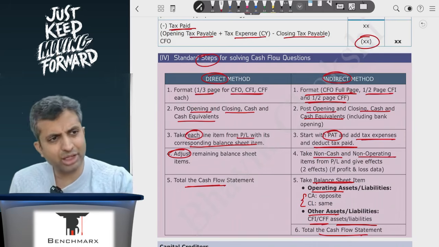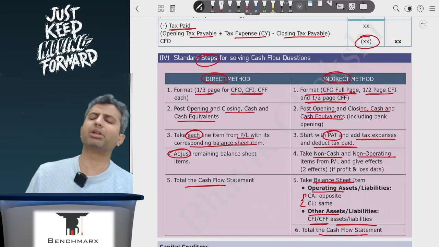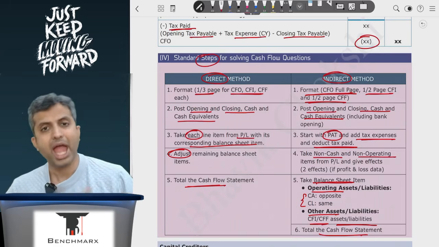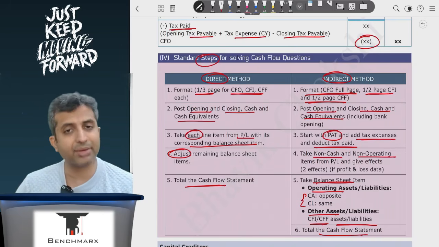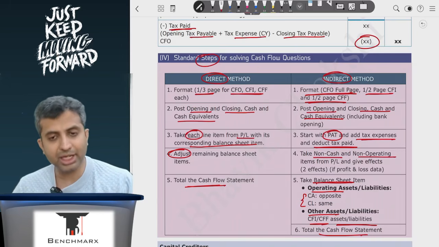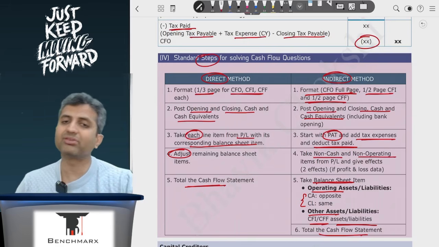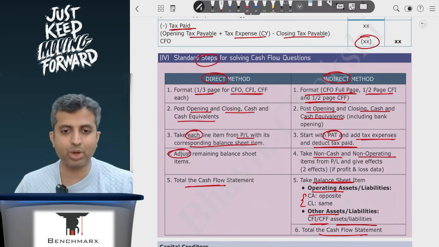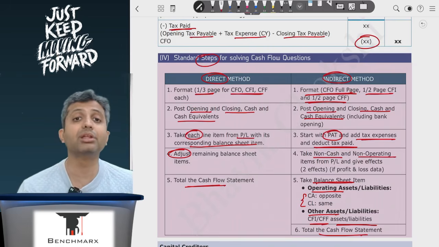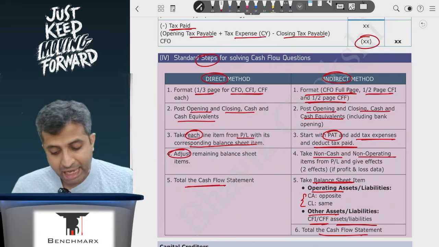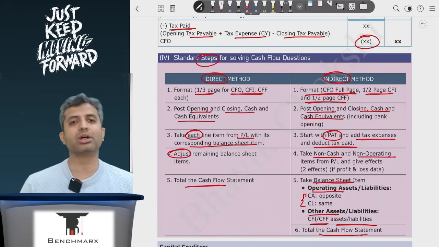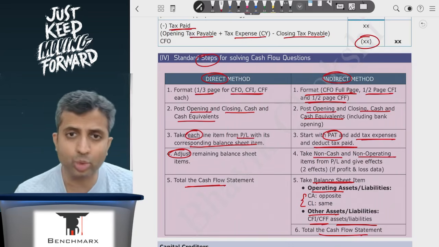In a direct method, you take the P&L items one by one with their corresponding balance sheet impact and find the collections, payments, etc. And then whatever is the remaining items, try to reconcile. In the indirect method, you start with PAT, add back tax expenses, less tax paid, and then take one by one the items in the P&L, here the non-cash non-operating items, and then you look at the other balance sheet items and apply the rules and get your cash flow statement done.